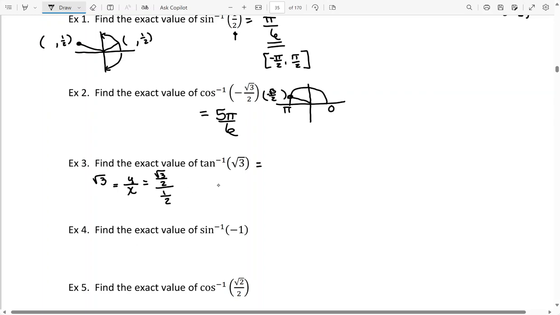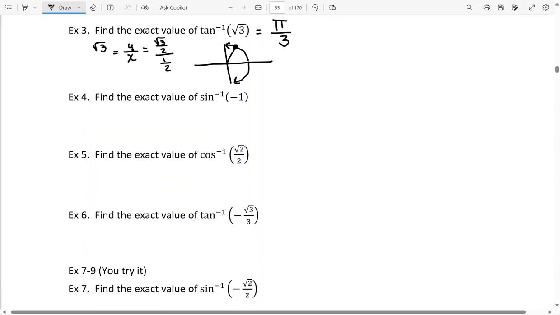So I'm looking on my unit circle between 0 pi over 2 and 0 negative pi over 2. It's going to be over here. And my x value is 1/2. And my y value is radical 3 over 2. So it's going to be up there at pi over 3. Okay.